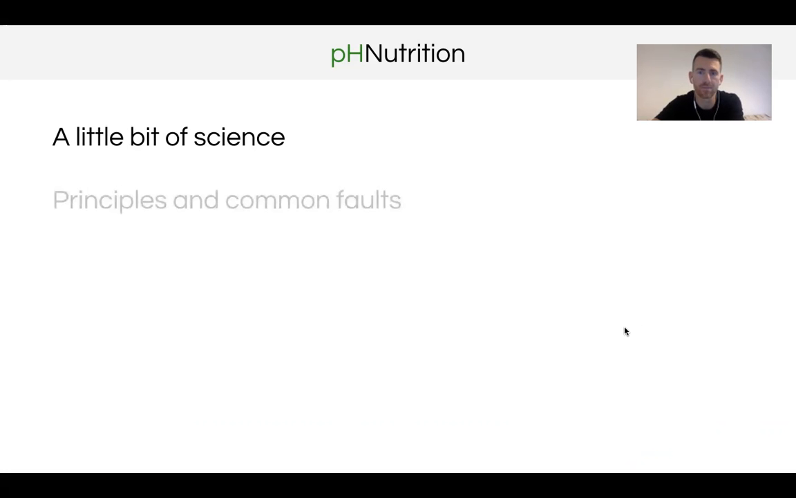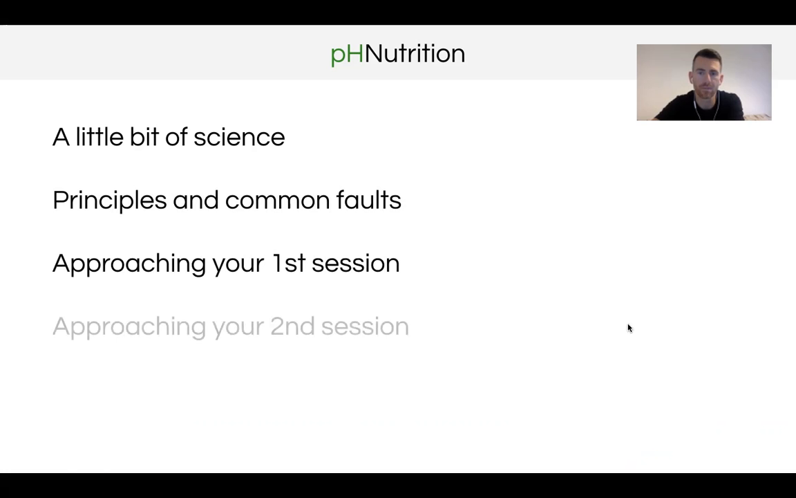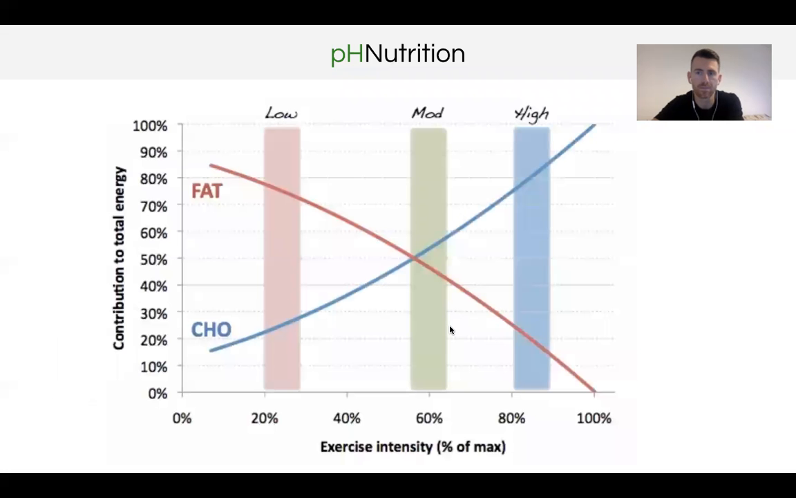So we're going to start with a little bit of science and talk about some principles, approaching your first session, approaching your second session. And then we're going to talk a little bit about foods and supplements. Engine bias nutrition and endurance nutrition is a huge topic, guys. So what we're going to do is just kick off and try and simplify things a little bit. We're going to be doing future videos where we delve into a little bit more of the science and the technicalities. But this is going to just give you an intro and some really good take home points.